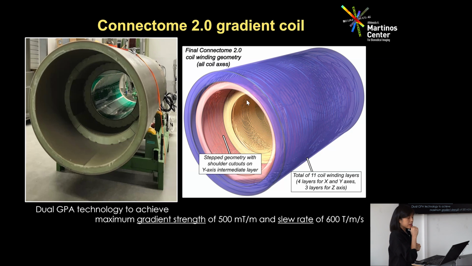So this Connectome 2 gradient has this stepped design, which you can see with the 3 layers. The geometry of the intermediate layer allows you to put the shoulders of people within, so that we can accommodate a wider range of patient sizes. And this gradient coil is now driven by 2 gradient power amplifier sets to really get us up to this maximum gradient strength of 500 millitesla per meter and the slew rate of 600.